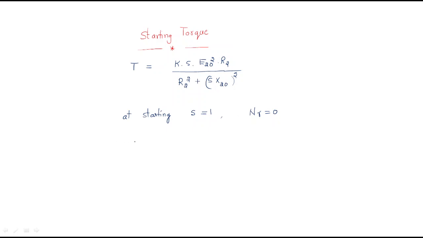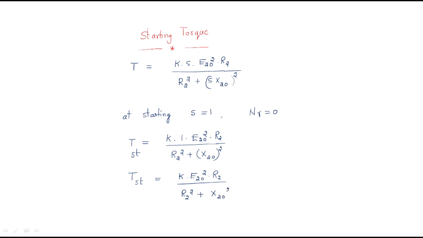Just substitute in that, and you will get torque equals K into the slip value 1, and E2 naught square into R2 by R2 square plus X2 naught square. Okay, the final is the starting torque, T_ST. The starting torque equals K into E2 naught square into R2 by R2 square plus X2 naught square.